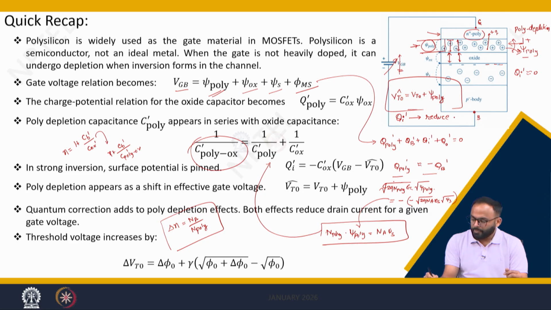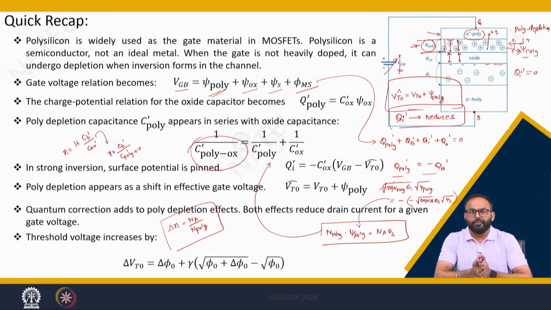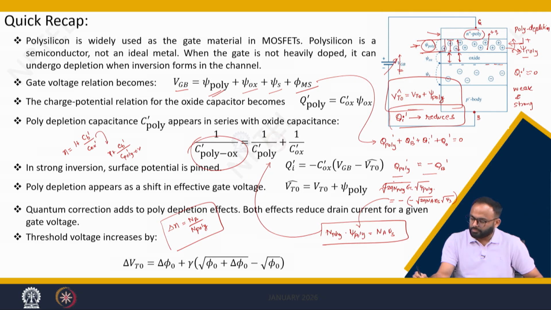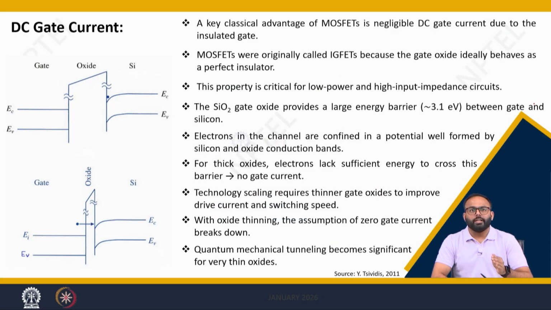That is what the polysilicon depletion creates: a significant influence in your MOS operation in weak and strong inversion. Now, let us see another effect related to the gate oxide itself, which is DC gate current.